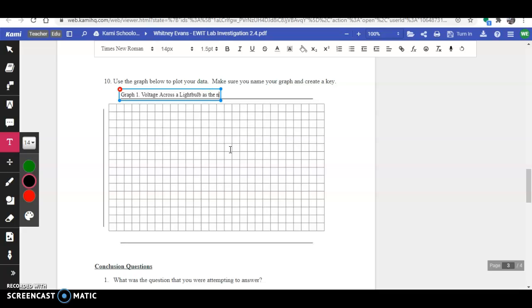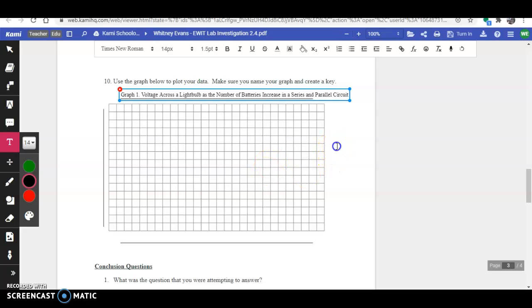So we're going to name this graph The Voltage Across a Light Bulb as the Number of Batteries Increase in a Series and Parallel Circuit. We want to capitalize important words.